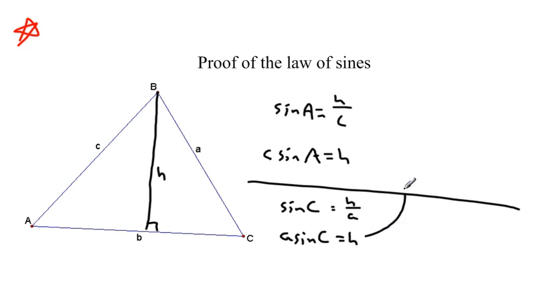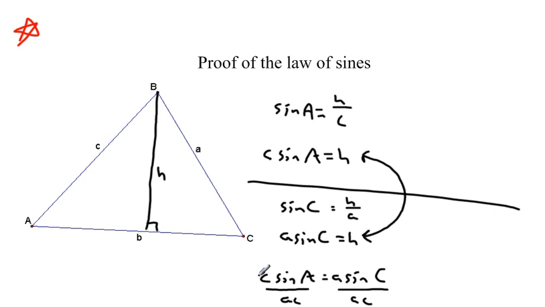Now notice, each of these are solved for H. So that means we can set those equal to each other. So we can say C times the sine of angle A equals A times the sine of angle C. Now, if we choose to divide both sides by AC, and that's fine, we can always divide both sides by the same value. Over here, we can simplify. Over here, we can simplify. And look what we're left with.